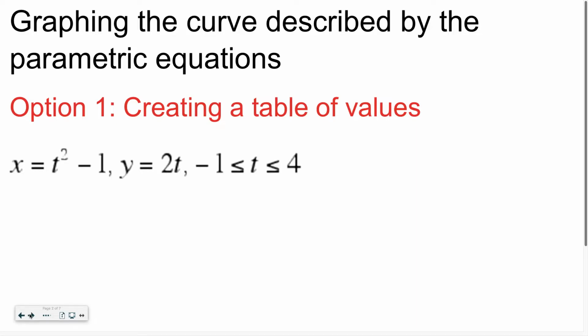Okay, so we're going to talk about two different ways of coming up with a graph for a parametric equation. The first one is creating a table. So go ahead and write this down.